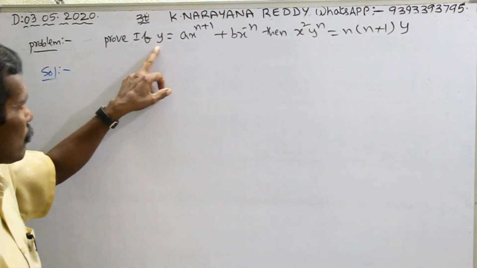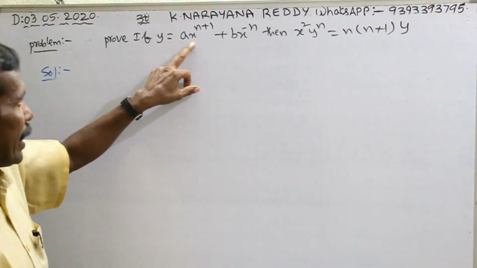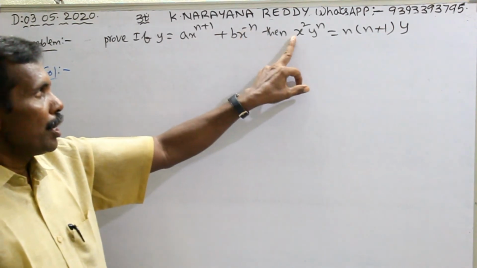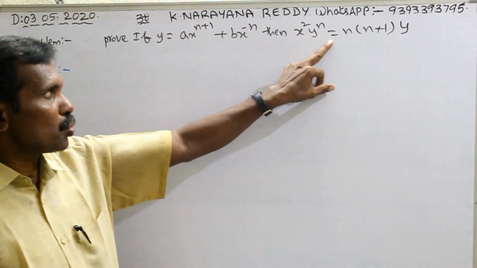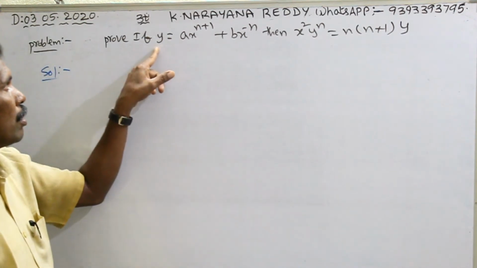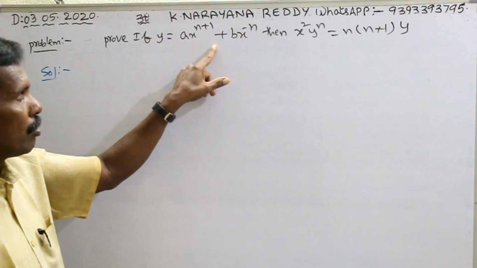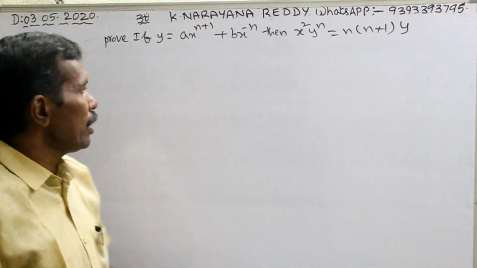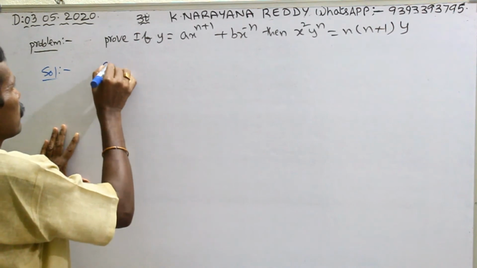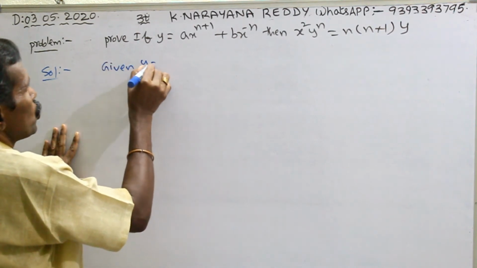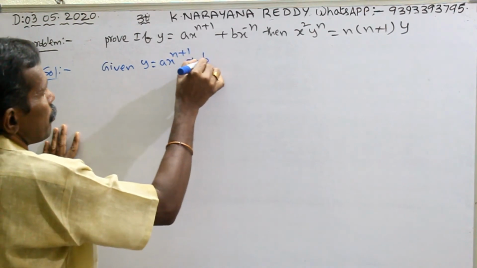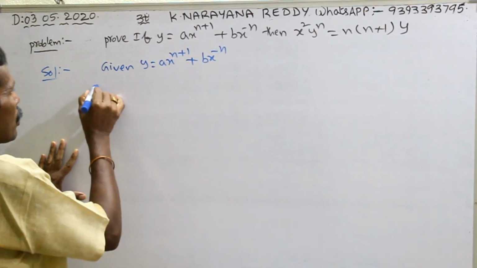Prove that if y equals a x to the power of n plus 1 plus b x to the power of minus n, then x square y double dash equals n into n plus 1 into y. So this is the given function. We want to prove this one. Okay, given y equals a x to the power of n plus 1 plus b x to the power of minus n.